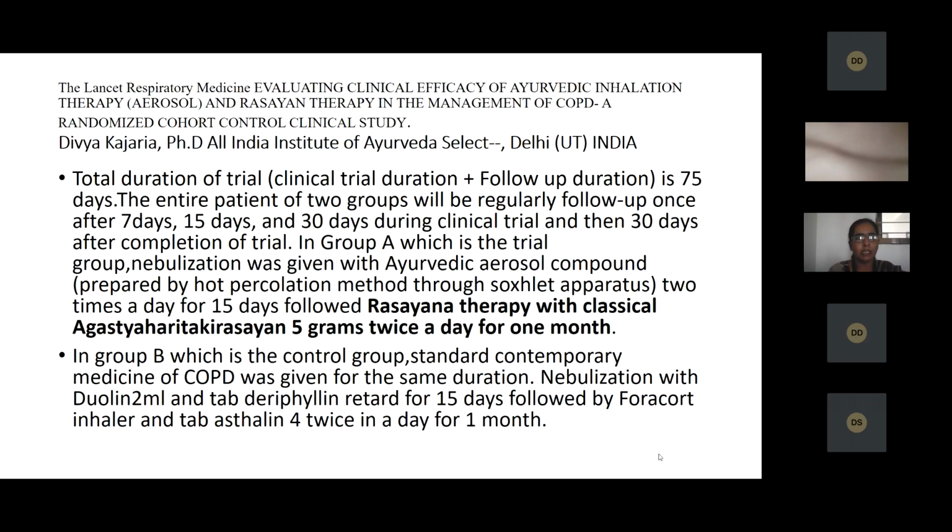Here I collected some research articles where research has already been done in COPD with herbal formulations. In that, among rasayana therapy, the classical Agastya Haritaki was given 5 grams twice a day for 1 month. The inhaler is made for this. In group A they are given Agastya Haritaki 5 grams, and in group B the control, standard COPD medicine, is given for the same duration. Nebulization is also done with Duolin and Deriphyllin.